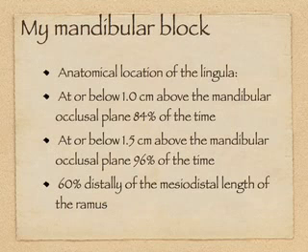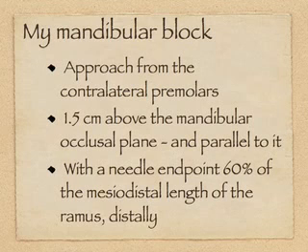The Halsted mandibular block also teaches that the needle endpoint should be 50% of the mesial distal length of the ramus distally. However, data tells us that the lingula is a little bit further toward the distal, and 60% would be more ideal. To perform my version of the mandibular block, you approach from the contralateral premolars.